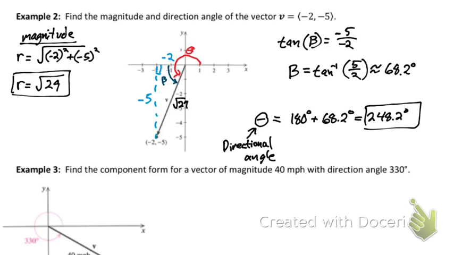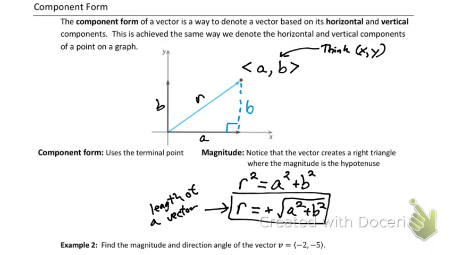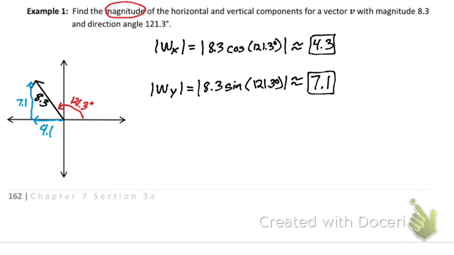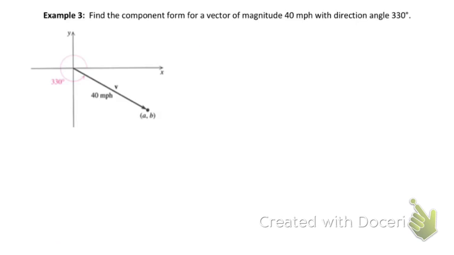Okay, we have one more example. It says find the component form for the vector of magnitude 40 miles per hour with directional angle 330 degrees. Once again, the word I'm looking out for is magnitude. Magnitude says take the absolute value. This problem does not say magnitude in it. So since it doesn't say magnitude, I'm really just finding that a value and that b value. My a value should be positive. My b value should be negative because I'm going down in the negative direction. So it's just regular component form. It's not magnitudes.